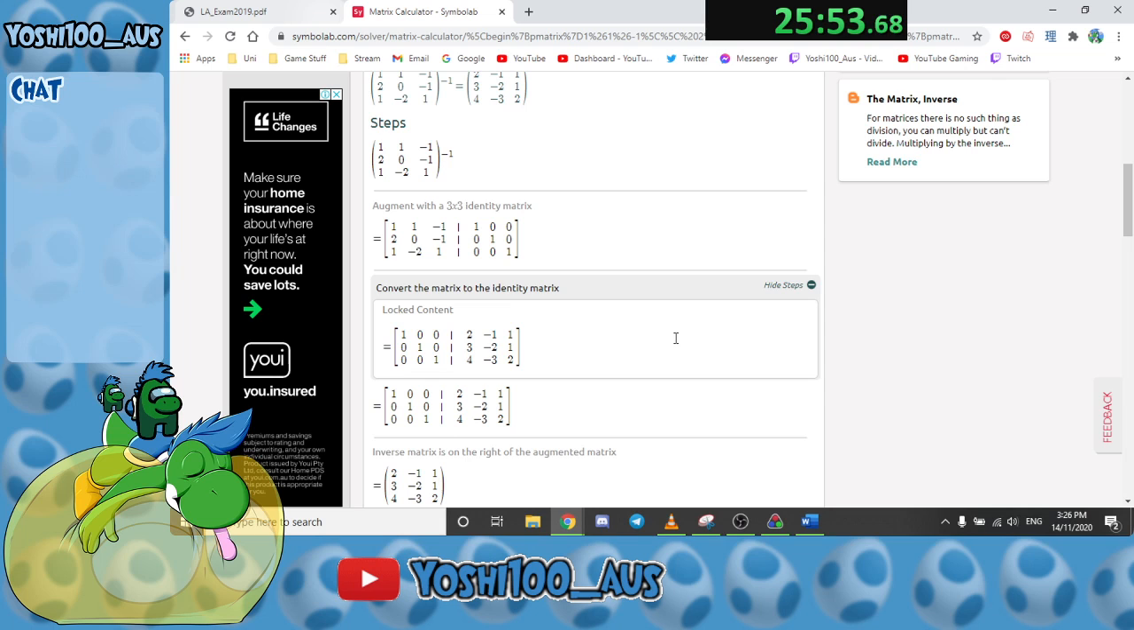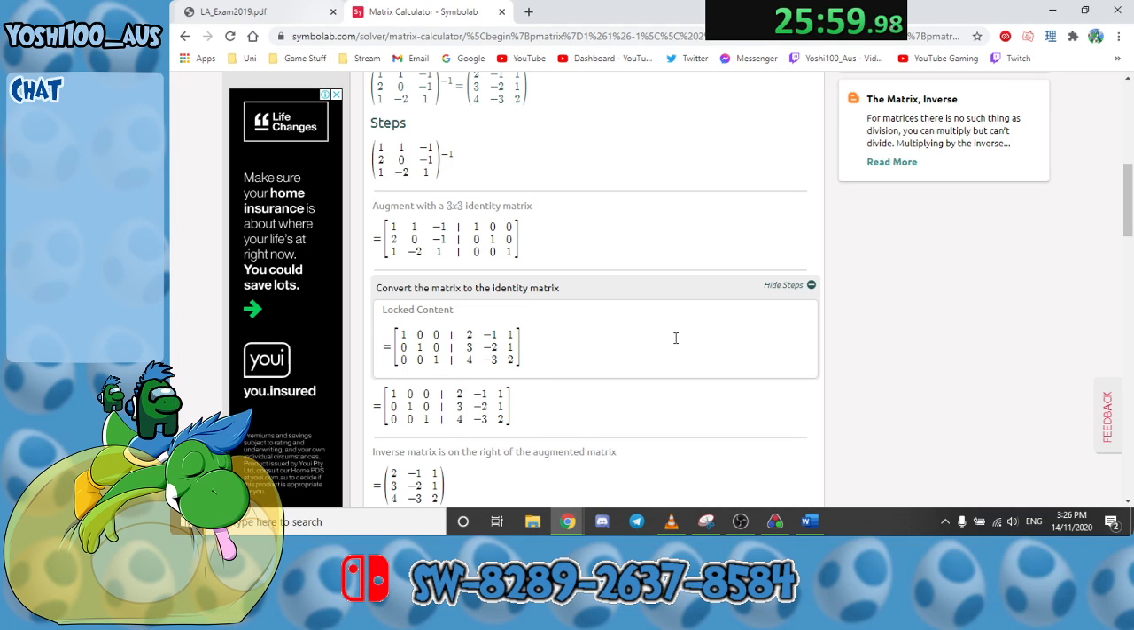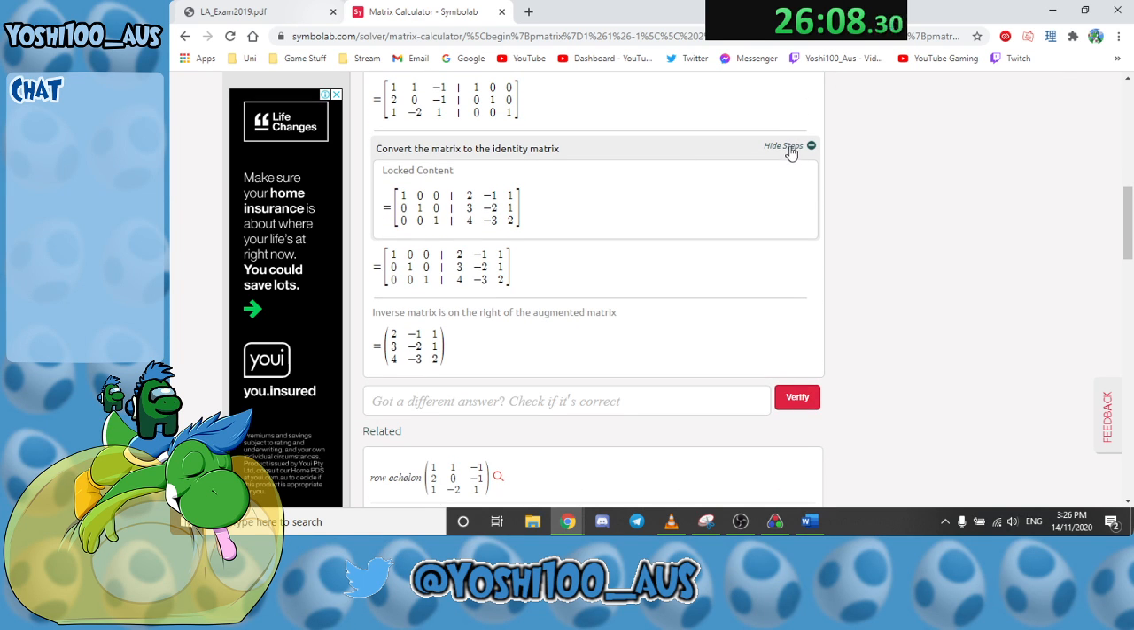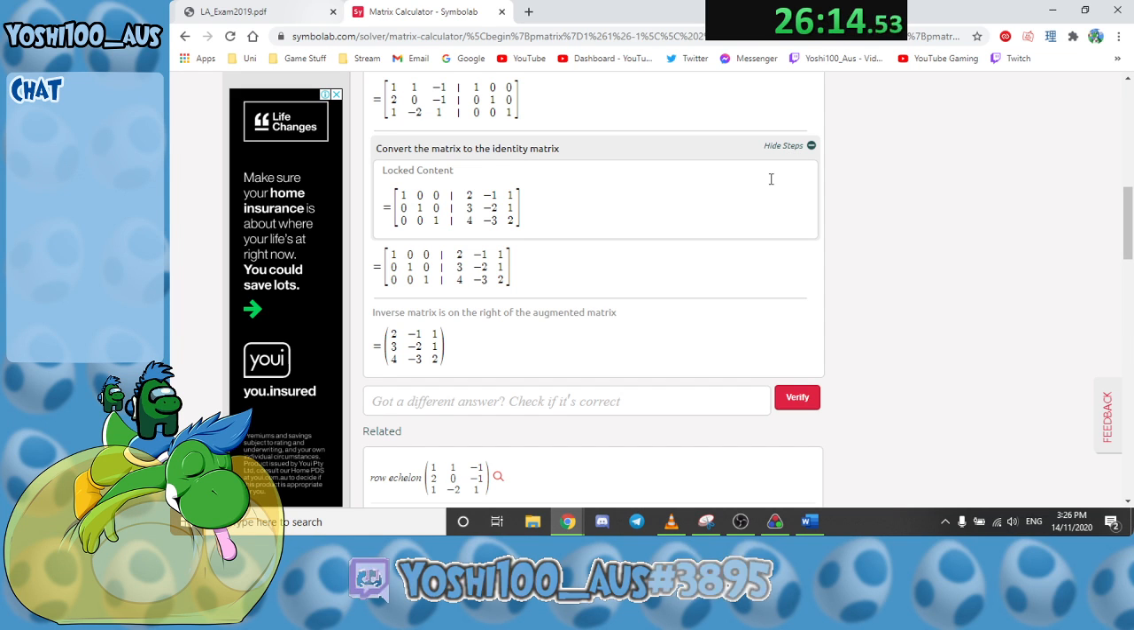Oh man. I don't want to check through all these steps again. This is why I should just use the cofactor method. It's too easy to make mistakes in row reductions. Locked content? Since when was this locked content? Dang, really? Hide steps. Locked content. So weird. Never knew that they had locked content. Man.